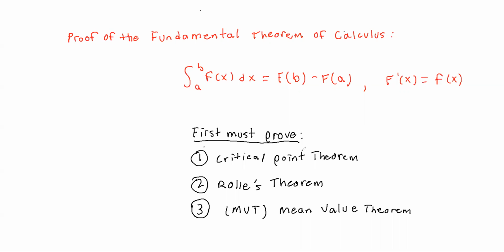To prove this, first we must prove three things. These tools will be necessary to do the proof for the fundamental theorem of calculus, which isn't too bad if you can assume these three theorems. First, the critical point theorem, second, Rolle's theorem, and third, the mean value theorem. We're going to prove these in sequential order, so I'm going to start with theorem 1.